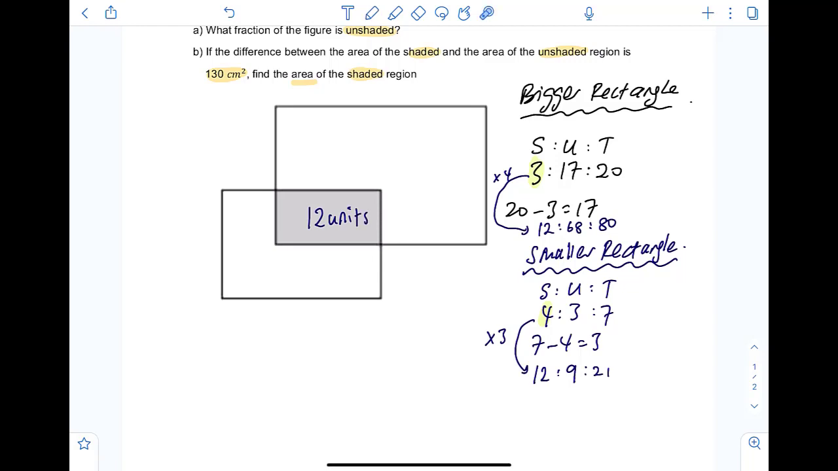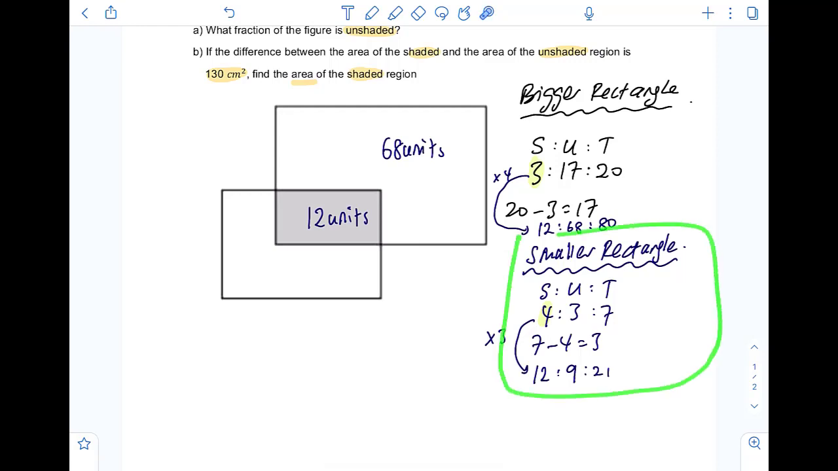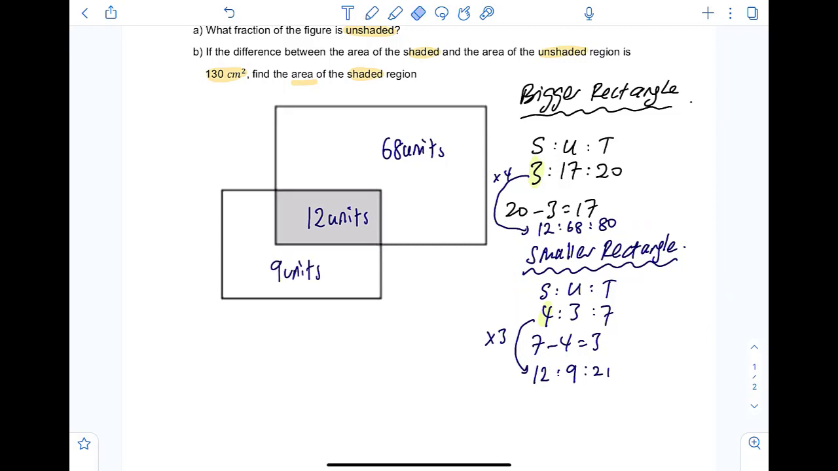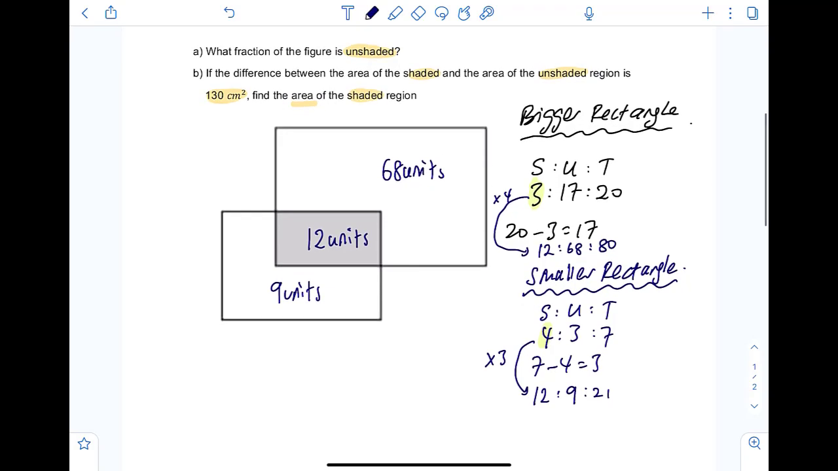And look at the rectangle here. Okay, the bigger rectangle, unshaded part will be 68 units. Okay, so smaller rectangle, shaded is 12, unshaded is 9. Alright, so that's how we make the units the same, especially for the shaded part. Okay, that's the focus. What fraction of the figure is unshaded?